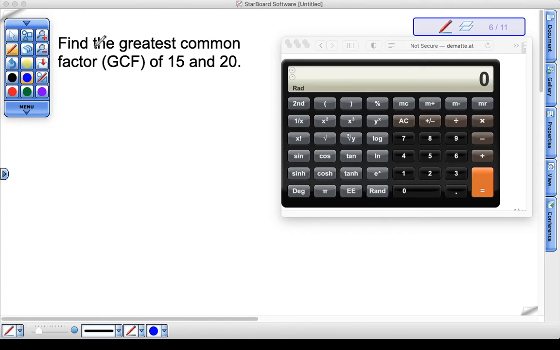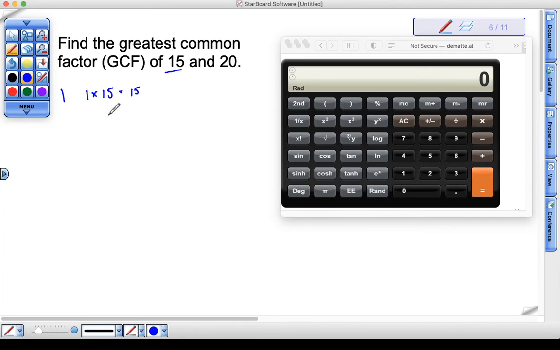So let's start with finding the greatest common factor of 15 and 20. When we do this, we need to first find the factors of 15 and 20. So we're going to start with the very first number I have here, which is my 15. And I'm going to do that the same way I did the problems yesterday and on Thursday. My first factor is always going to be 1 and that number itself. So that is going to be 1 times 15, and I get an answer of 15.